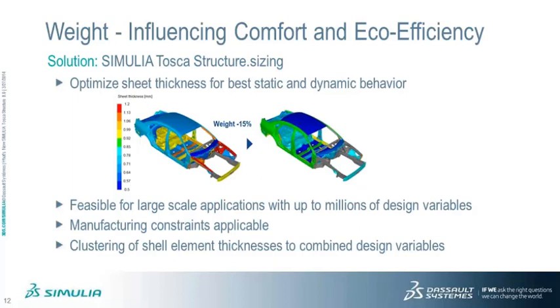So in this case, when you have structures mainly consisting of sheet metals, Tosca provides a new solution, Tosca Structure Sizing, with which you can optimize with respect to static and dynamic behavior. This solution is feasible for a large scale of applications, complicated, complex ones consisting of many different sections and up to millions of design variables. You are able to apply manufacturing constraints, and you could also cluster the elements into groups and yourself define which areas should have the same thickness.